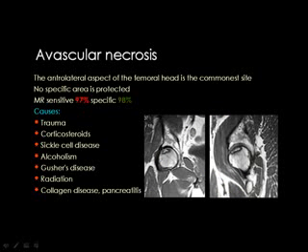Then we start with the most common lesion for which the hip is usually examined by MRI, which is avascular necrosis. Avascular necrosis affects the femoral head, and the MR sensitivity and specificity are as you can see. These are the most common causes of avascular necrosis of the femoral head, including trauma, corticosteroids, sickle cell disease, alcoholism, Gaucher disease, radiation, and collagen diseases.